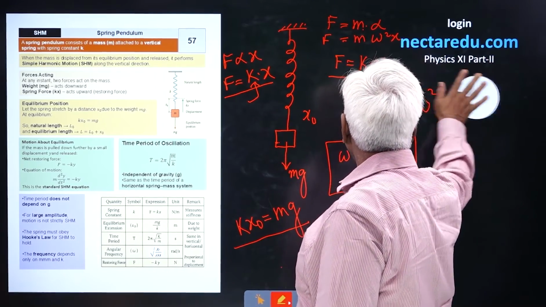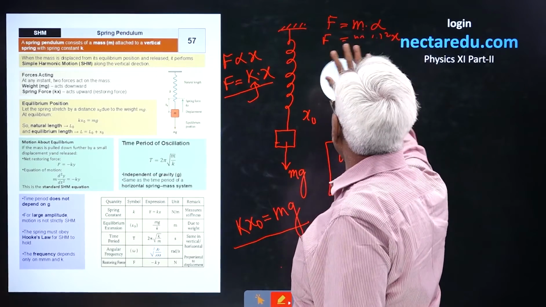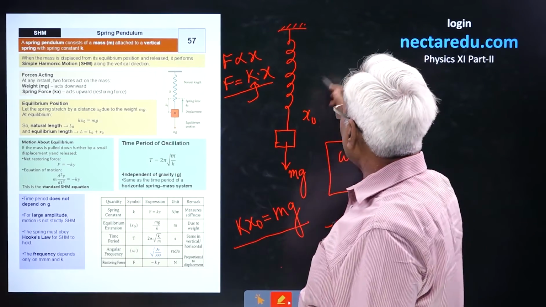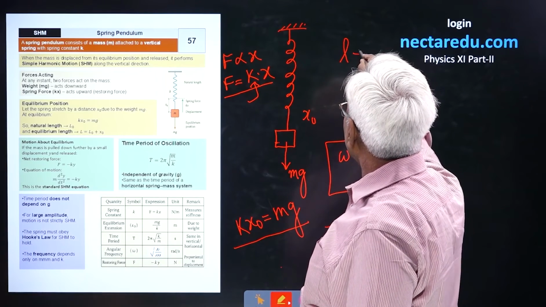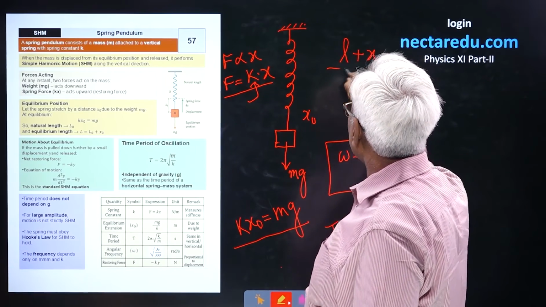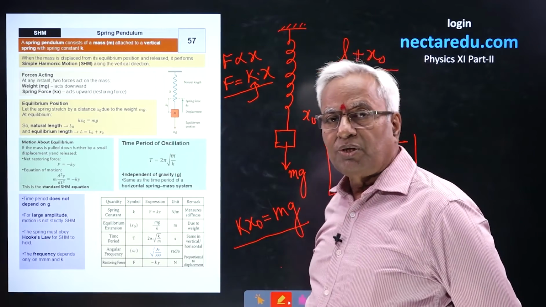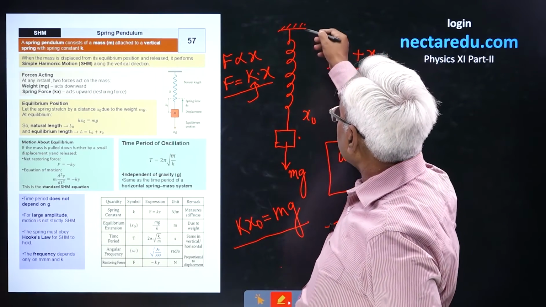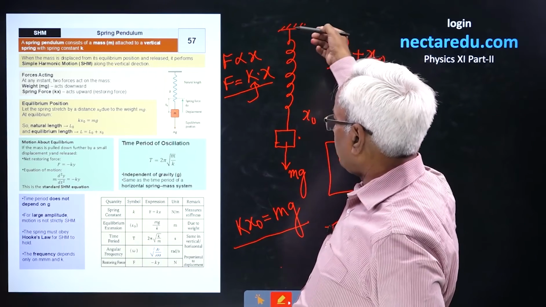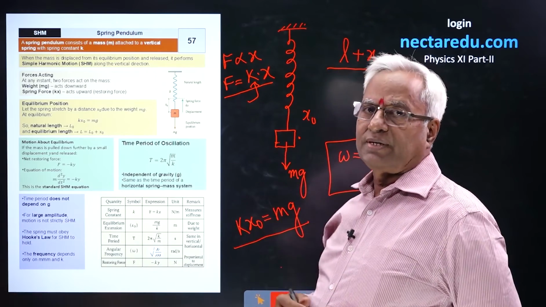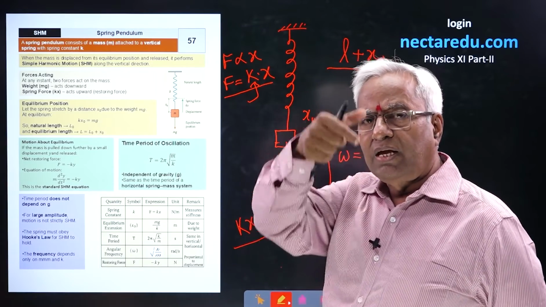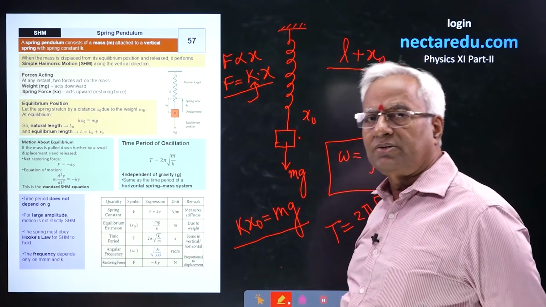Then here the original length of a spring is hardly material. Suppose the original length is L, then in that case the equilibrium length is going to be L plus x0. That means the mean position is going to be at a distance L plus x0 from the point of suspension. And if you additionally displace by x, then x is going to be the amplitude of this oscillation.